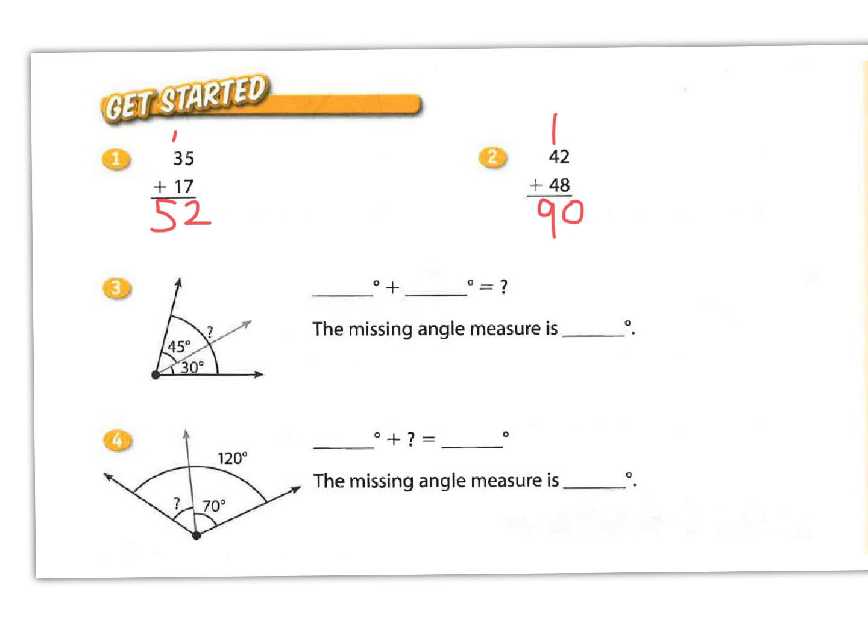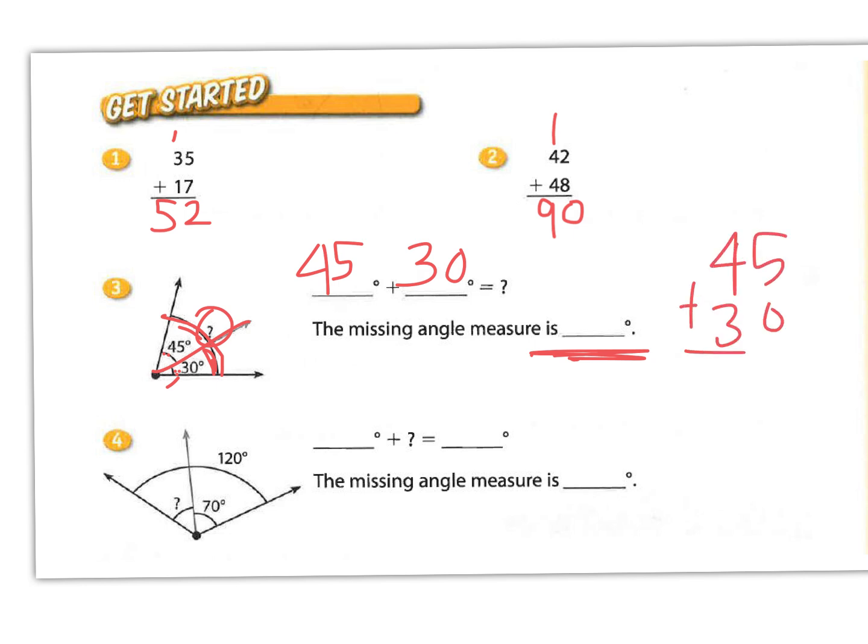Number 3 says the missing angle measure is, so we need to find the missing angle. If we know these two adjacent angles, 45 and 30, then we need to find this total angle. Well, these two angles together are going to equal this missing angle. So we would do 45 plus 30. We'll line it up over here. And we get 5 and 7, so the missing angle is 75 degrees. So this is 75 degrees, that whole angle.